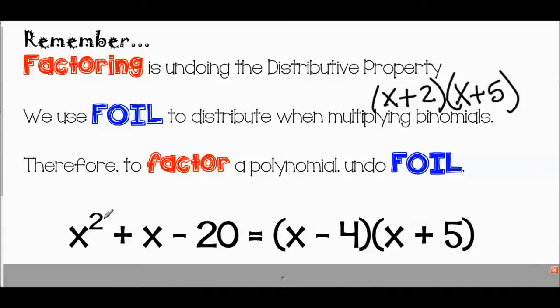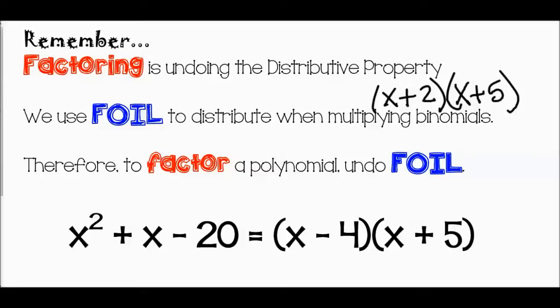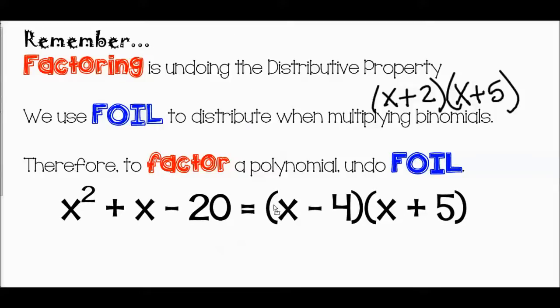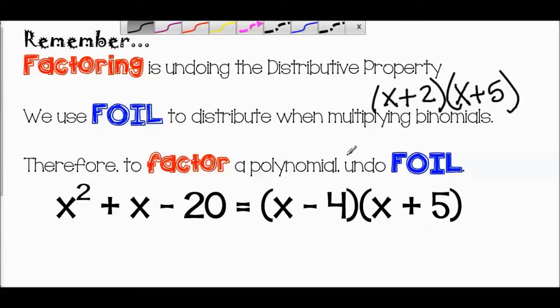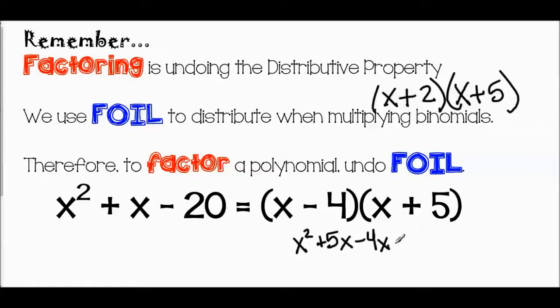So here's an example. If I have x squared plus x minus 20, what you're going to learn here is how to figure out that that equals these two binomials being multiplied together. X minus 4 times x plus 5. Now I can prove to you that those are equivalent because we can kind of roughly FOIL this in our head. X times x is x squared. The outside terms would be 5x. The inside terms would be negative 4x. And the last terms would be negative 20.